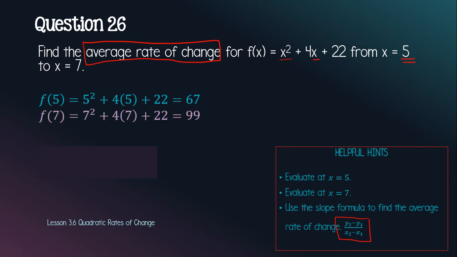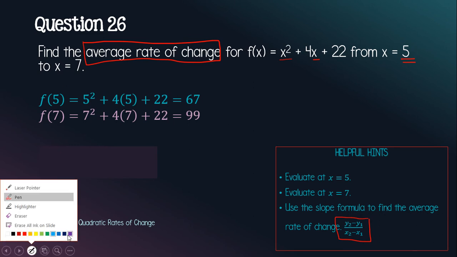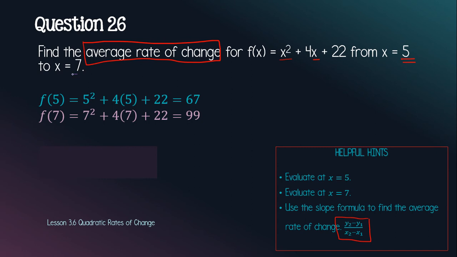I did it again for when x equals 7. So now, the 7, I went in and I just plugged that in for where the x was. So 7 squared plus 4 times 7 plus 22 equals, in this case, 99 when I plugged it all in.